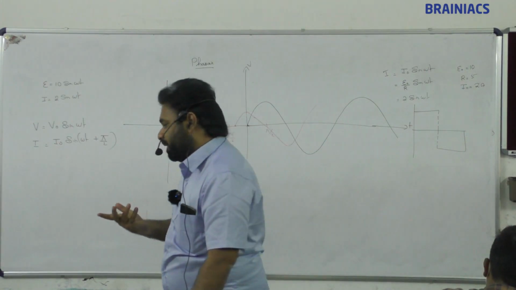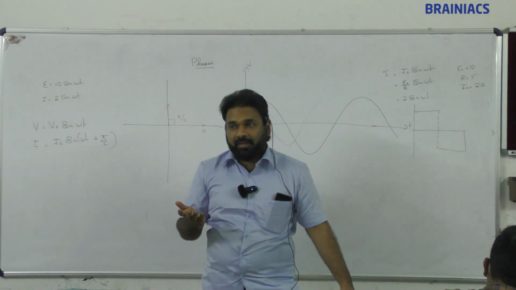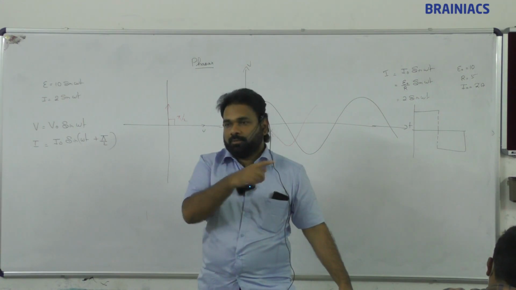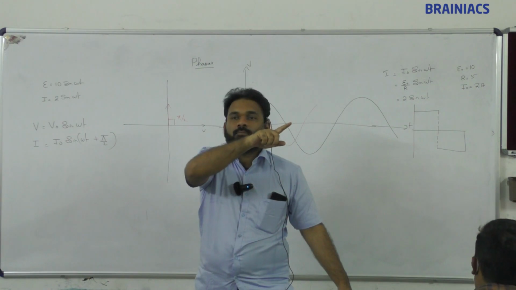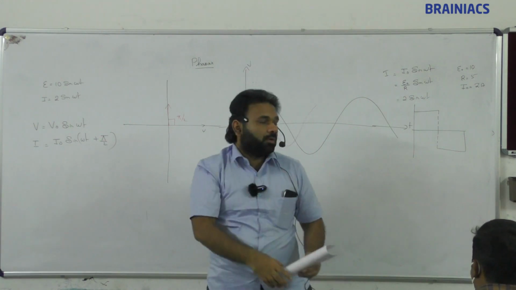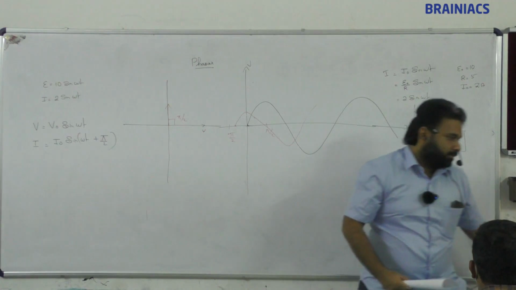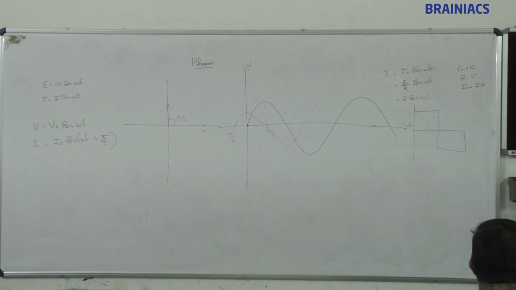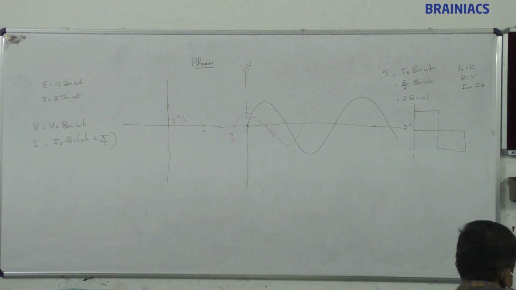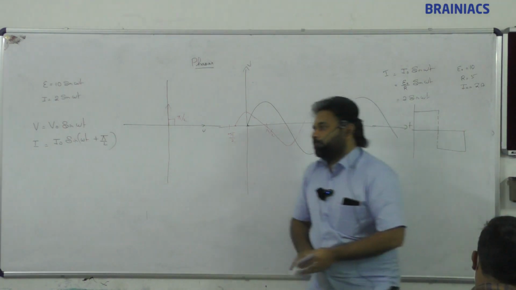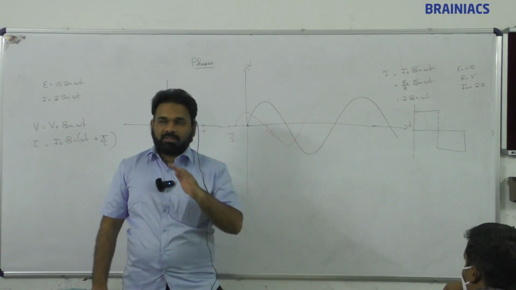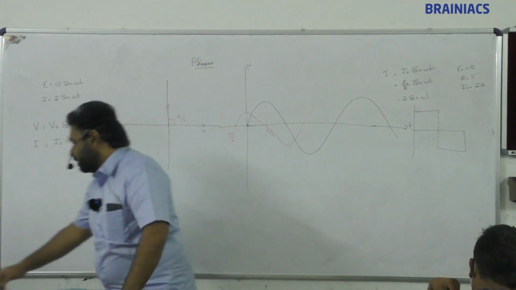So the initial phase difference is phi. Suppose voltage is V naught sine omega t and I is equal to I naught sine omega t plus phi, then what will happen?